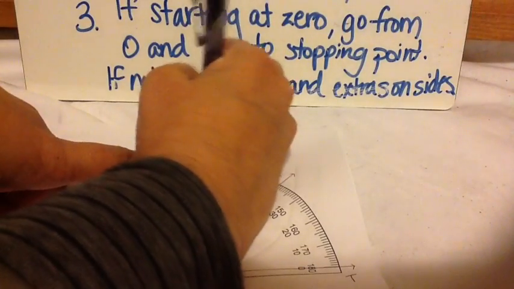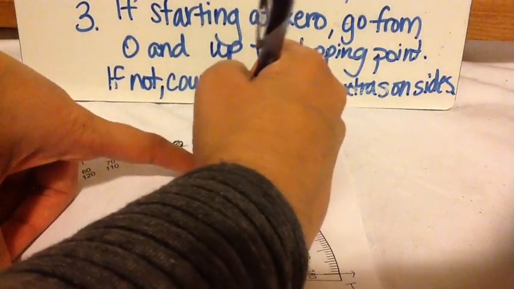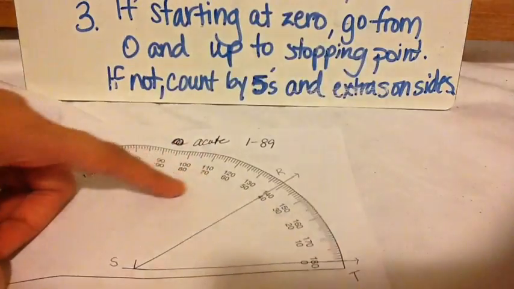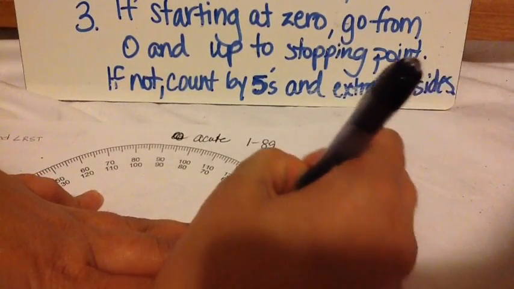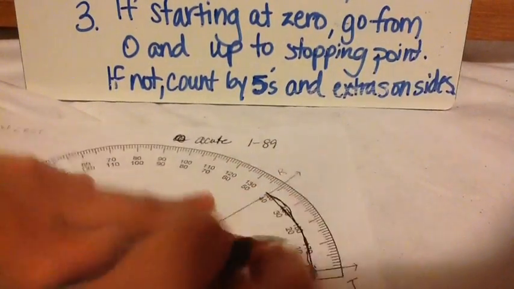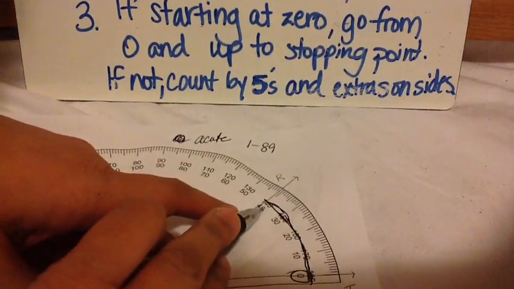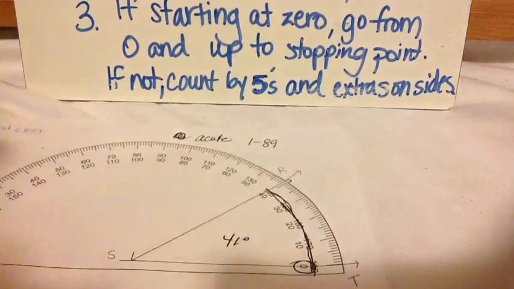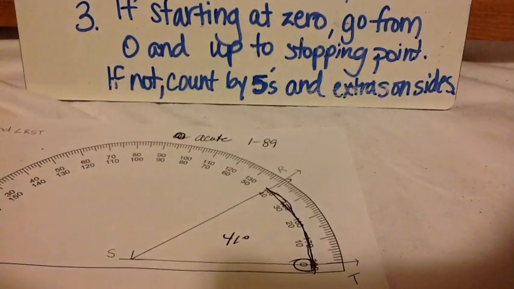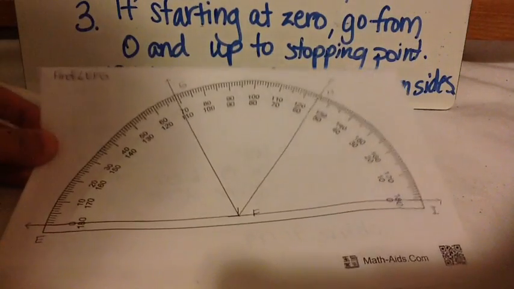Hopefully you realize this is an acute angle, which means my answer will be between 1 through 89, which means I'm not going to be reading this side of the protractor. Okay, starting at 0: 0, 10, 20, 30, 40, and then there's one little piece after it, so 41 degrees is my answer.